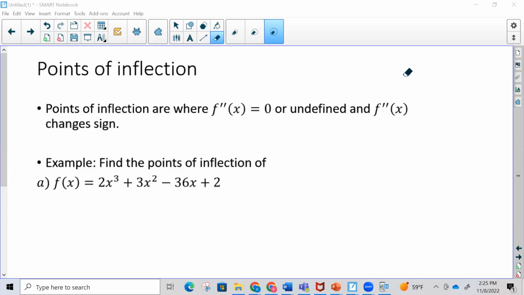So now we're going to look at how do we find points of inflection. When we're finding points of inflection, what we need to do is figure out where the second derivative is equal to 0 or undefined. And then we also need to make sure the second derivative changes sign.